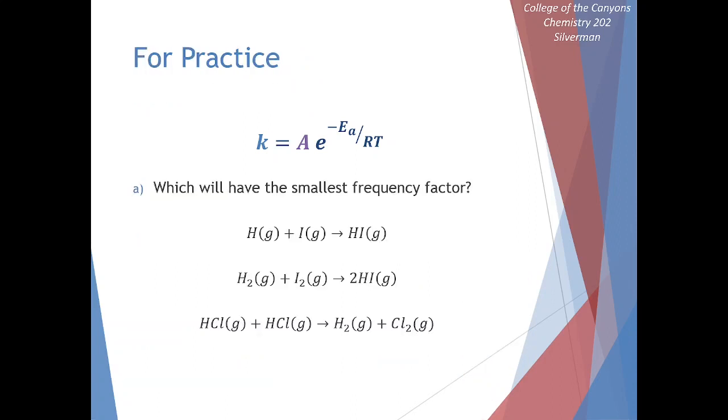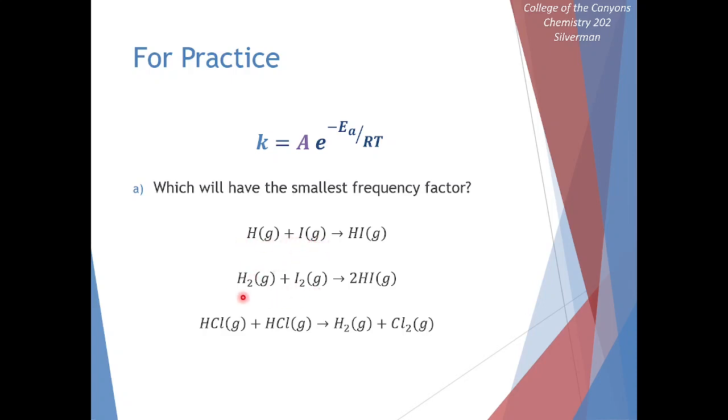We can examine this practice problem for a moment. Feel free to pause and see if you can get it. We're looking for the smallest frequency factor. That is going to be the molecules which have the least amount of symmetry, the molecules where it's the hardest for them to collide together nicely. Hydrogen atoms and iodine atoms are going to be perfectly spherical things. This will have a very large frequency factor. It's easy for these to collide together.